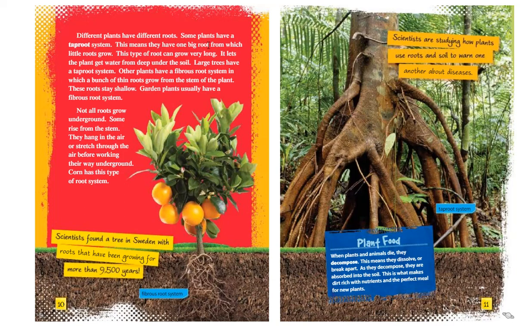This means they have one big root from which little roots grow. This type of root can grow very long. It lets the plant get water from deep under the soil. Large trees have a taproot system.